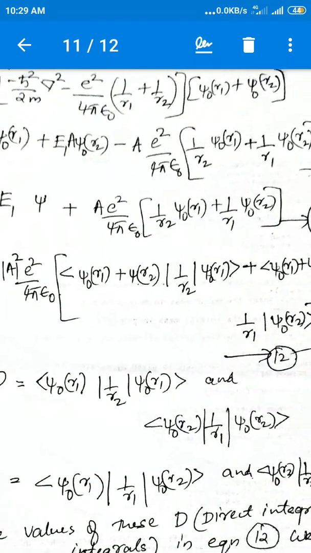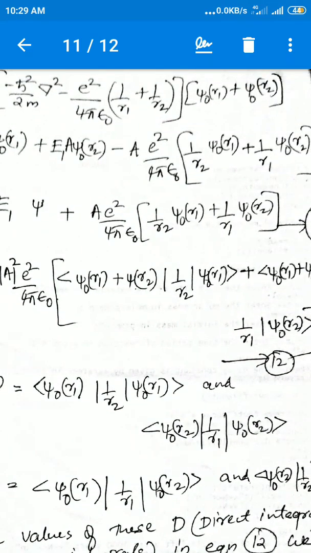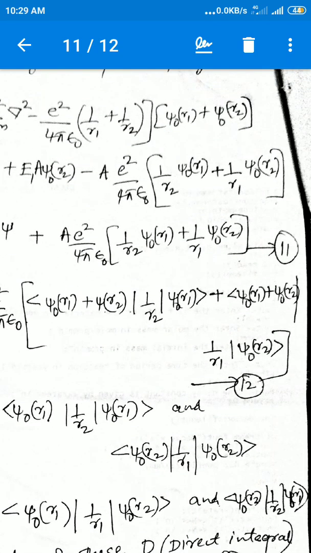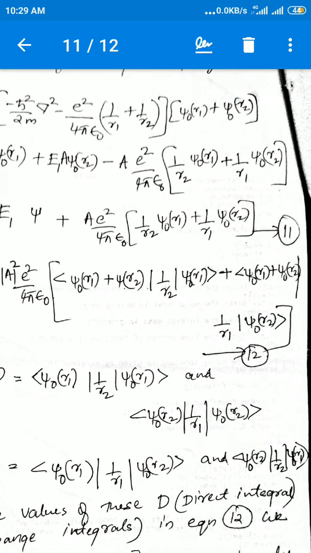So psi 0 R1 plus psi 0 R2, 1 by R2, psi 0 R1. See that inner product? First term. So for the first term we have written the inner product. The second term also will have psi 0 R1 plus psi 0 R2, 1 by R1, psi 0 R2. Isn't it? Okay. So that is also the inner product which is coming as the second term. So equation 12 we have written.